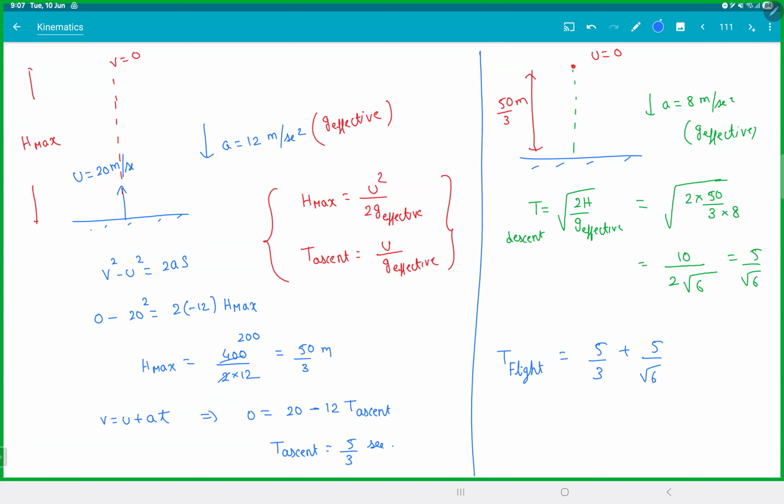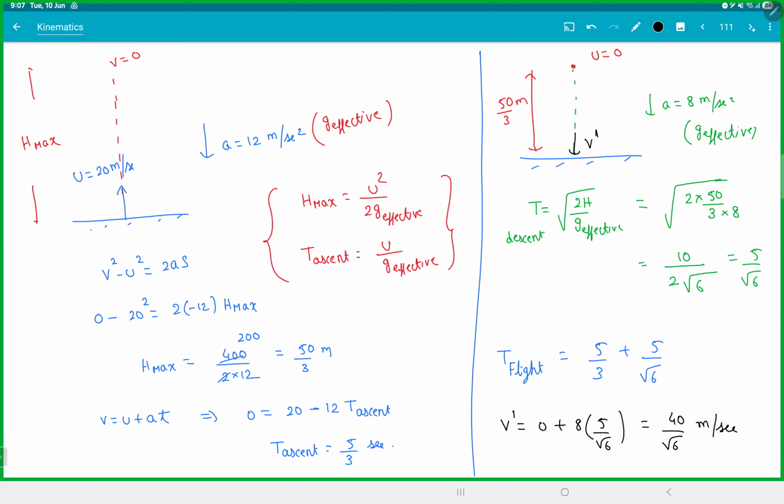See, for the second one, when you applied V is equal to U plus at, do you know what is the speed it will hit the ground? It will not hit with 20 anymore. You're getting it? So when this thing hits the ground, the speed won't be 20. I can find that speed also. So V dash will be 0 plus this will be 8 into time, which is 5 by root 6. So this particle will hit the ground with a speed of 40 by root 6 meters per second.